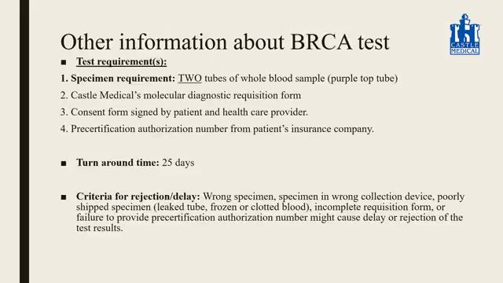Now, other information about the BRCA test. The BRCA test is a little difficult to run. It's a little different from the other four tests I mentioned, so the requirements are a little different. For the specimen, we need 2 tubes of whole blood in a purple top tube. We need a requisition form. We need a consent form signed by the patient and healthcare provider. At the same time, we need pre-certification authorization from the patient's insurance company. All these things are required for us to start the process of running BRCA.